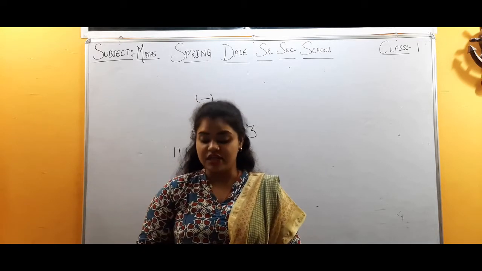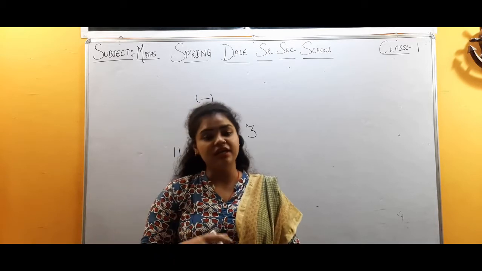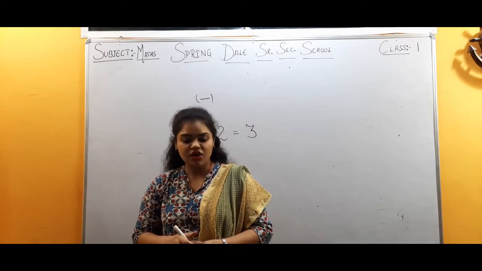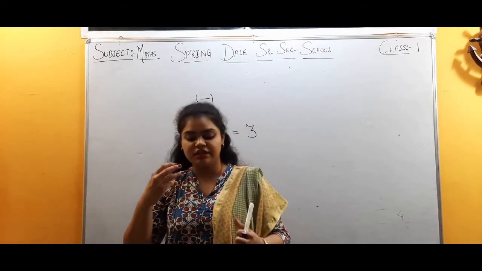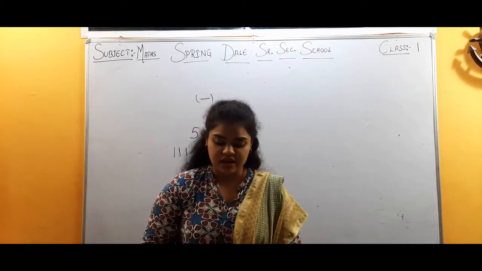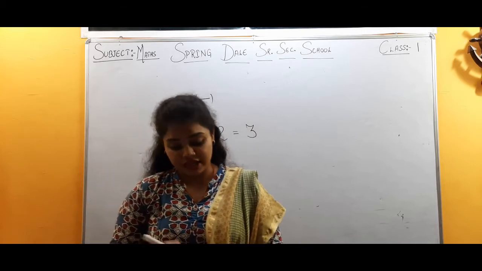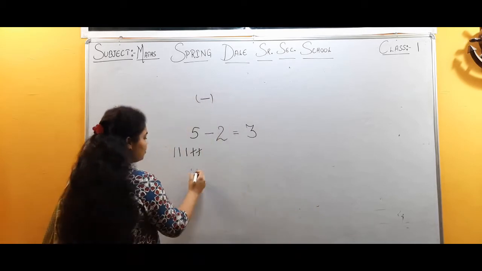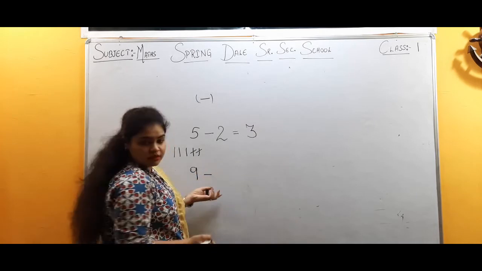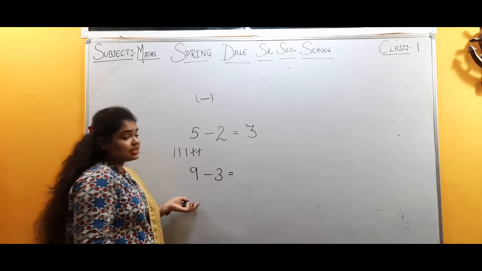The next question is, 9 chickens were eating grains. Now there were 9 chickens, and what were they doing? They were eating the grain, the food. 3 of them went away. 3 जो थी वो चली गई. How many chickens are left eating grains? Now how many were left and they were eating? We have 9. How many we have to separate? That is 3. तो हम कैसे separate करेंगे?